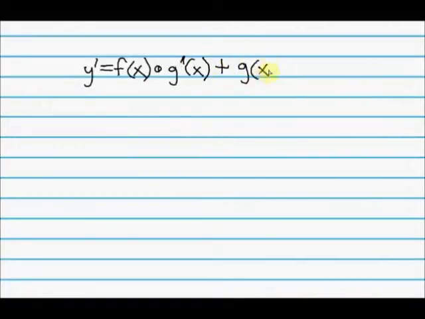Product rule is the formula to find the derivative of two products. You would multiply the first function times the derivative of the second, and add it to the second function multiplied by the derivative of the first.